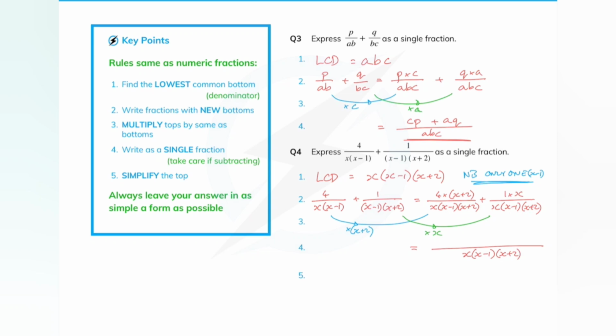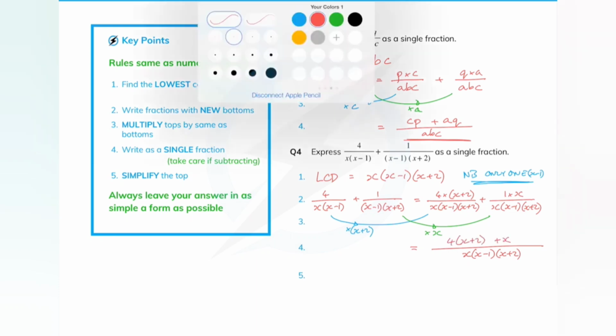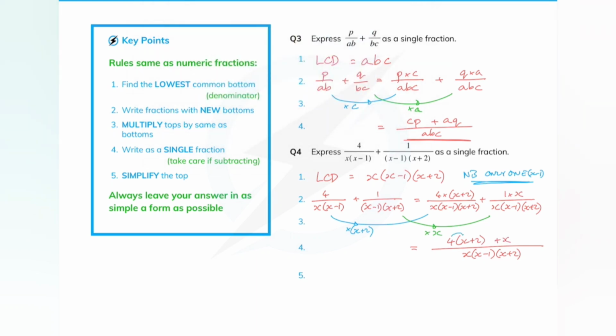Okay, as I say, this really is the same question as question 3, just with different a, b and c, and different p and q obviously. And that is therefore 4 times x plus 2 plus x. And I've got a little bit of simplification to do. Multiply out the first bracket by doing 4 times x and 4 times plus 2.